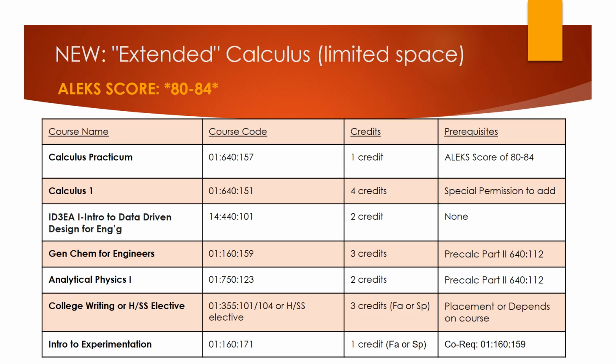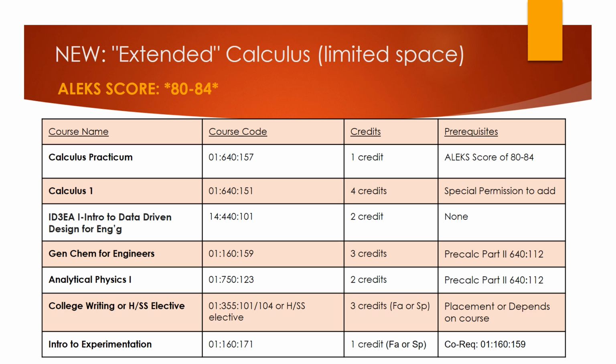So this is a new extended calculus. So this is an ALEC score of 80 to 84. You can still do the 115, the pre-calc, you are more than welcome to, but you do have the opportunity to take Calc 1, 640, 151, but you do need to sign up for a calculus practicum, which is a 1-credit course, and this will help you with your calculus.